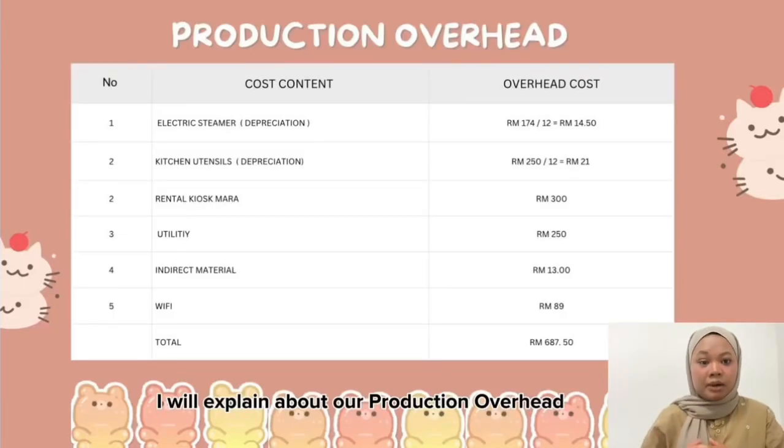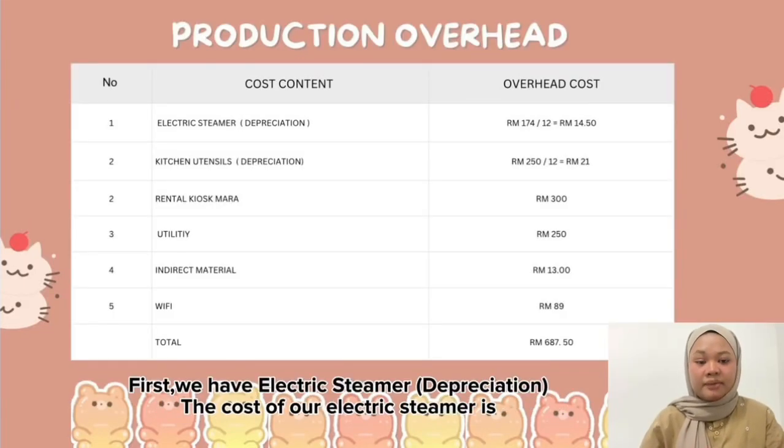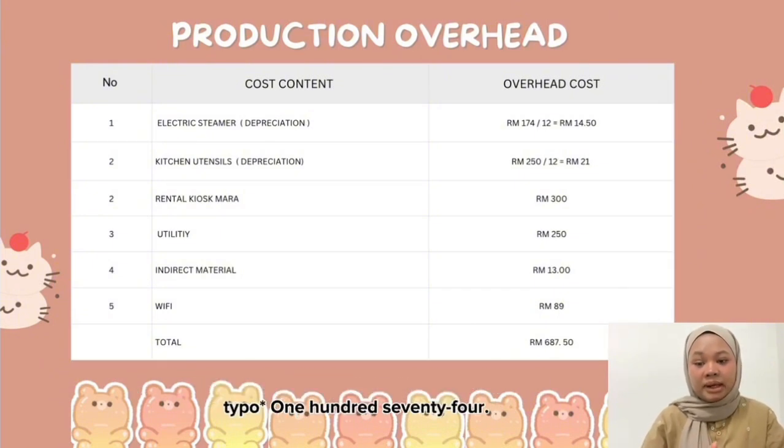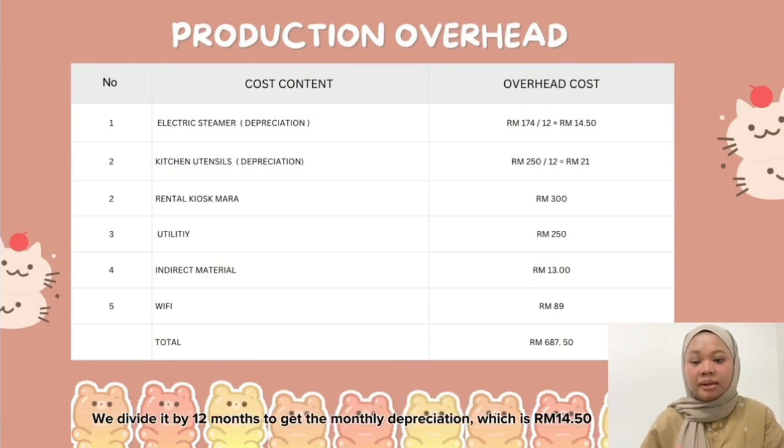I will explain about our production overhead. First, we have the electric steamer. The cost of our electric steamer is 774 ringgit. We divide it by 12 months to get its monthly depreciation, which is 40 ringgit 50 cents.